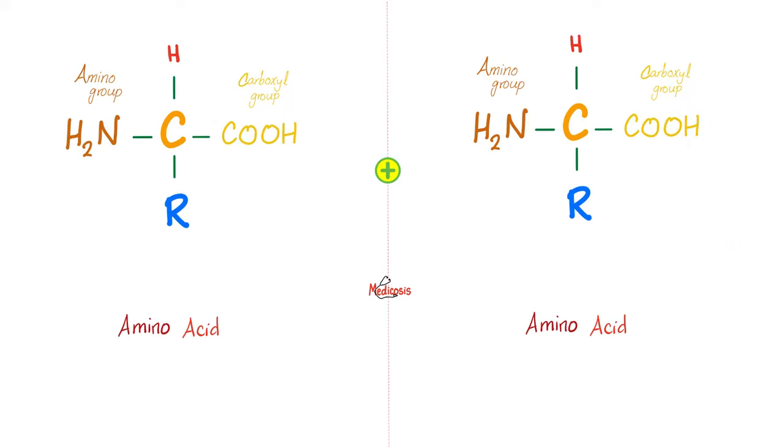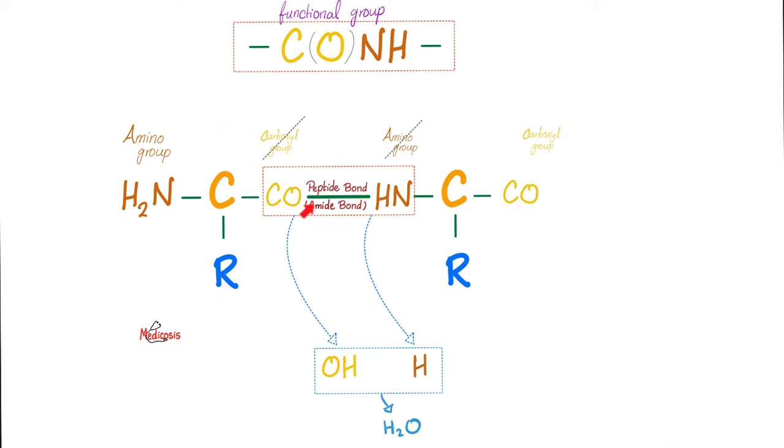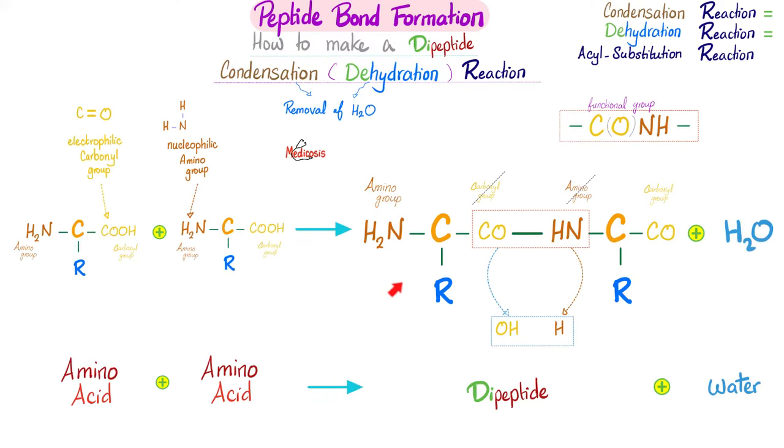How do I combine 2 amino acids together to make a dipeptide? Well, you will need to add a peptide bond between them. As a result, we will sacrifice an OH from here and an H from here, and they will make water, which means it's a dehydration reaction because we removed water. It's also known as a condensation reaction, and that's how you make a lovely peptide bond. It's also known as an acyl substitution reaction. That's why we call it amino acyl tRNA synthetase.